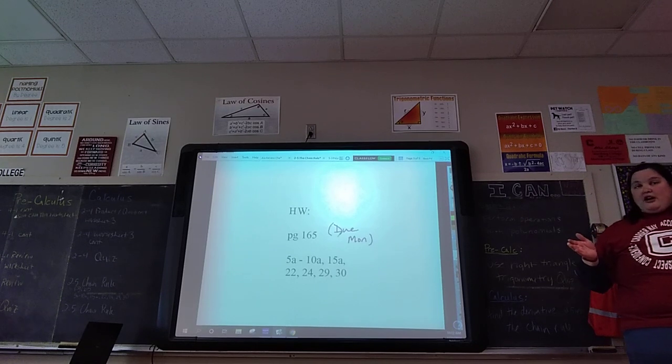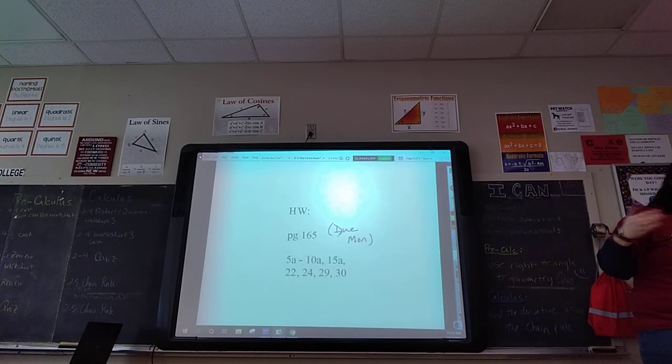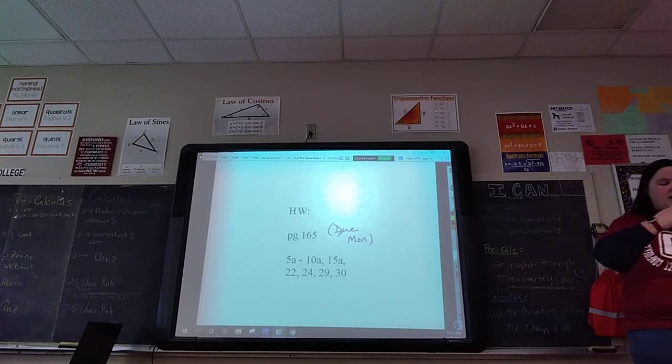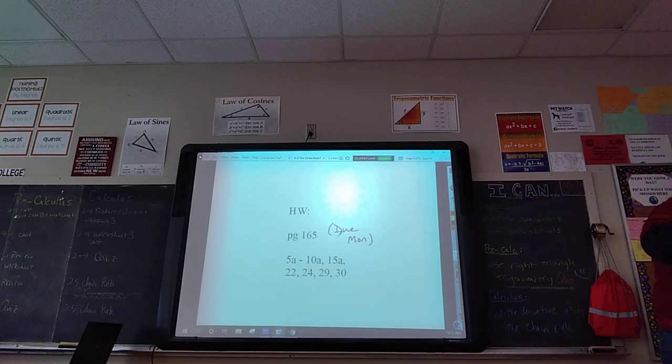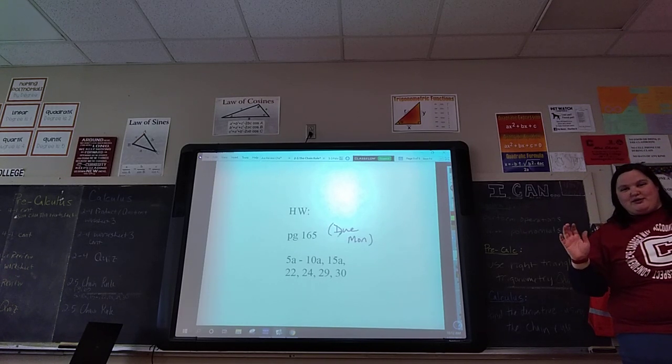9 and 10 are actually just quotient rules. There's no chain anything about it. So there's a couple of them you don't have to use the chain rule on. 15A is a double chain, kind of like that last example we just did. So we'll do a double chain with that one. And then 22 and 24, you do not actually have to solve it out.